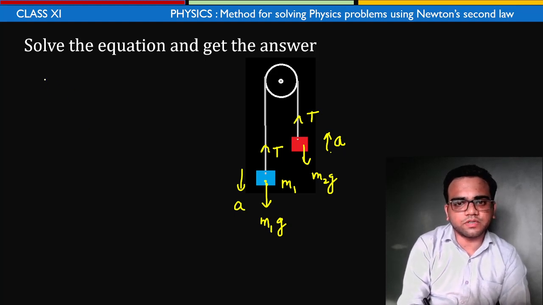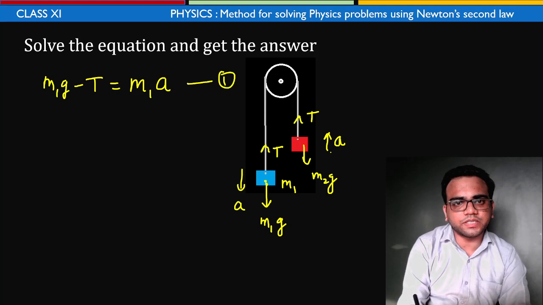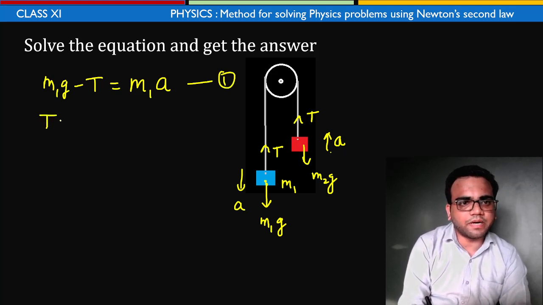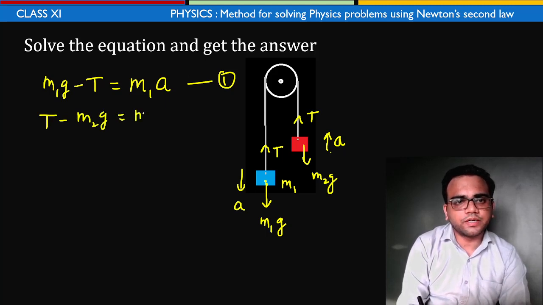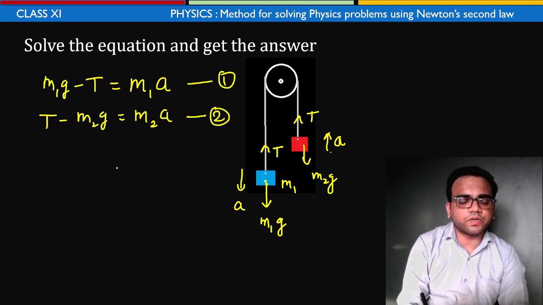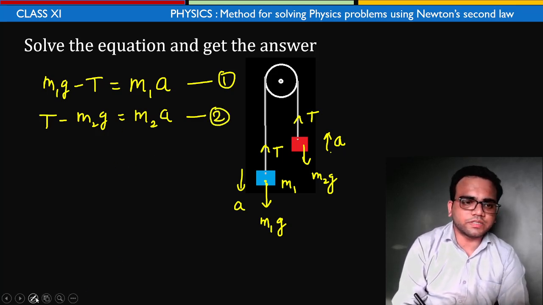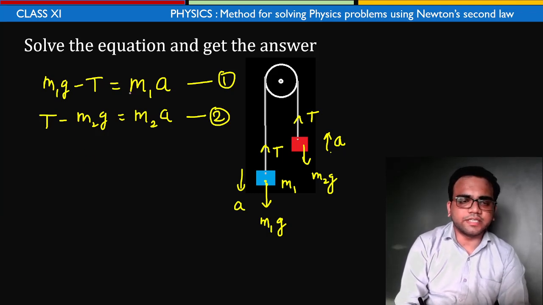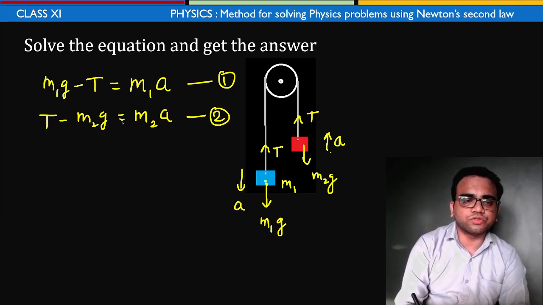The first equation was M1G minus T is equal to M1A. That was our first equation, and the second equation was T minus M2G is equal to M2A. That was the second equation. Now solve these equations. We studied in 10th class how to solve these equations.